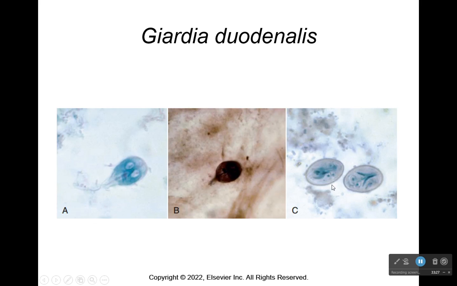So this is the cyst form. You can see 2 of those nuclei. I can't see 4. This one you can see 4. You can't really see the flagella. This is the trophozoite. You can't see real well, but these are the flagella coming out. You see those 2 large nuclei.